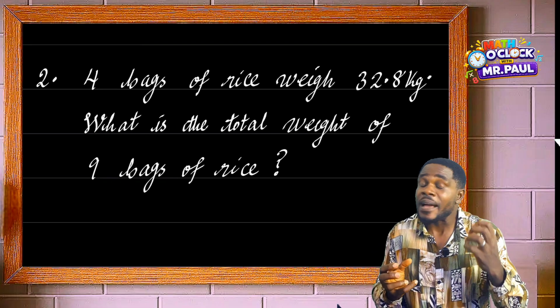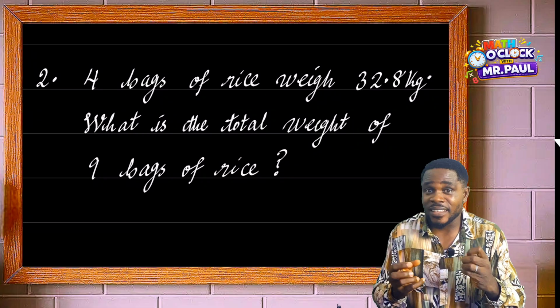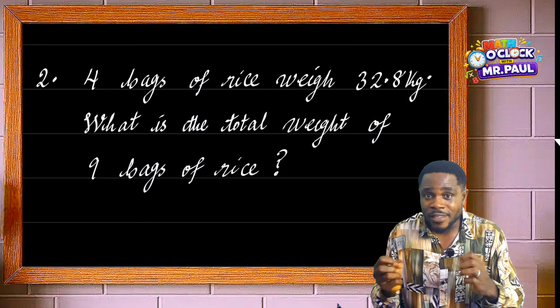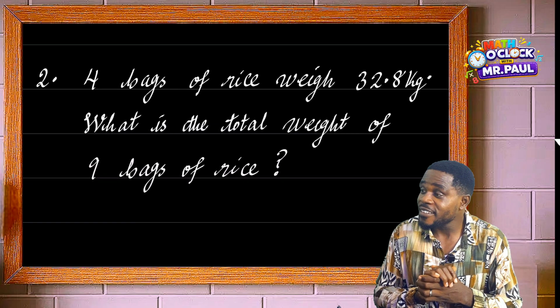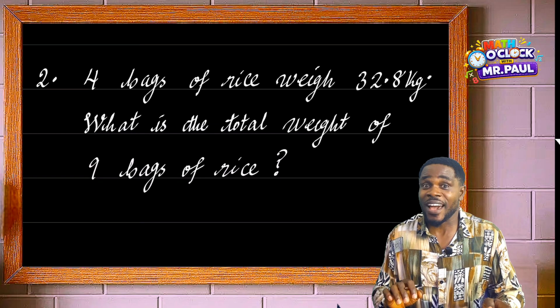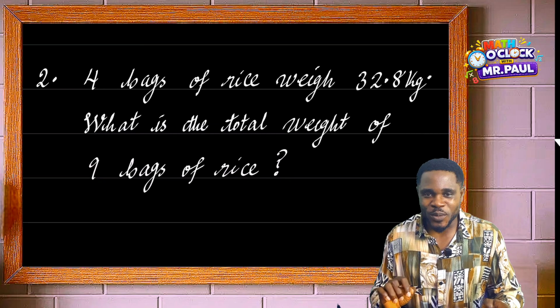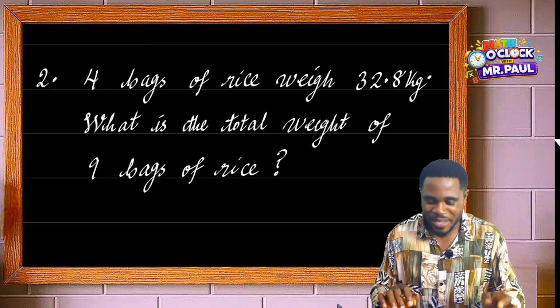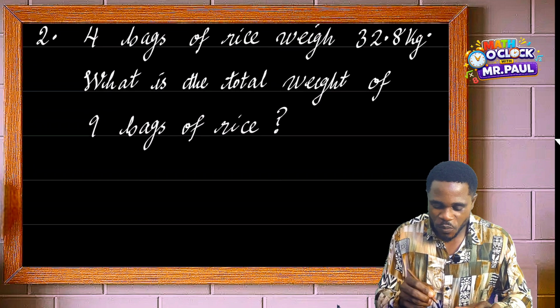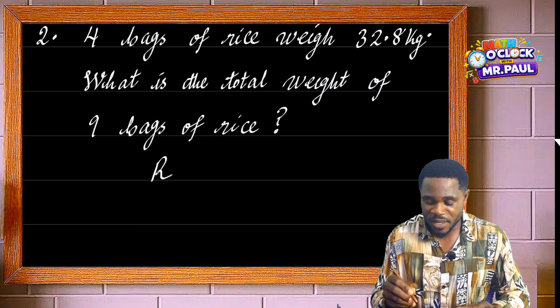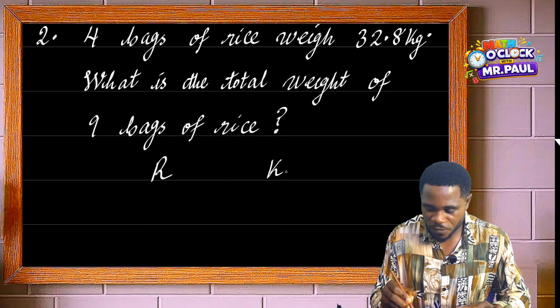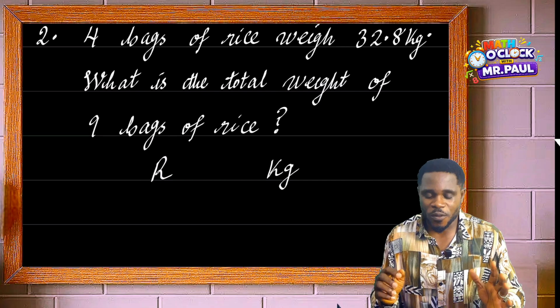We are looking at bags of rice, and then we are also looking at weight. So what are we going to use to represent them? You tell me. I'm listening. Oh, we should use R for rice. How about for weight? kg. Wow, that's cool, that's smart. So let's go. We have R for our rice, and then we have kg for the weight of the rice.